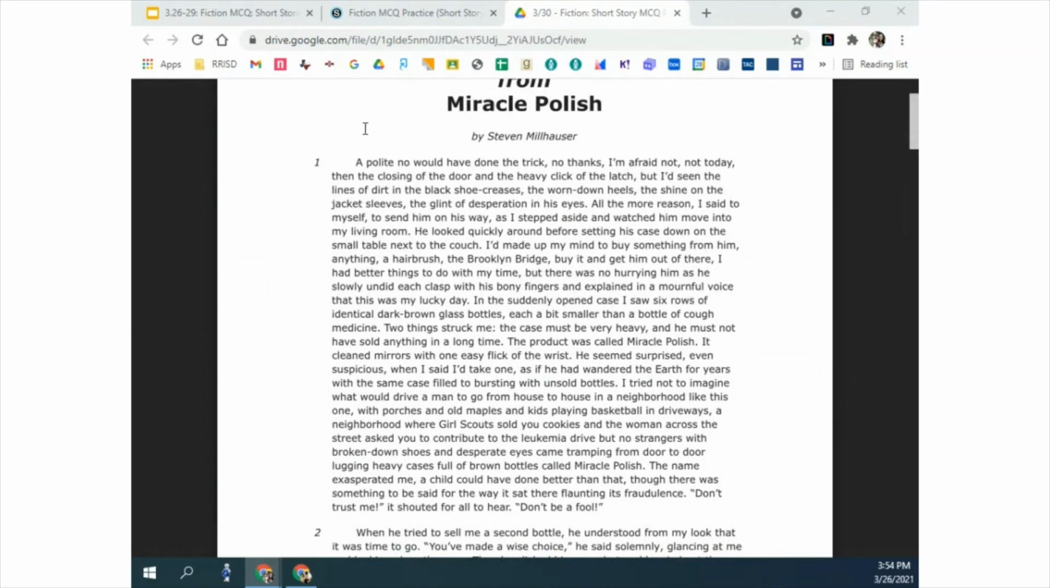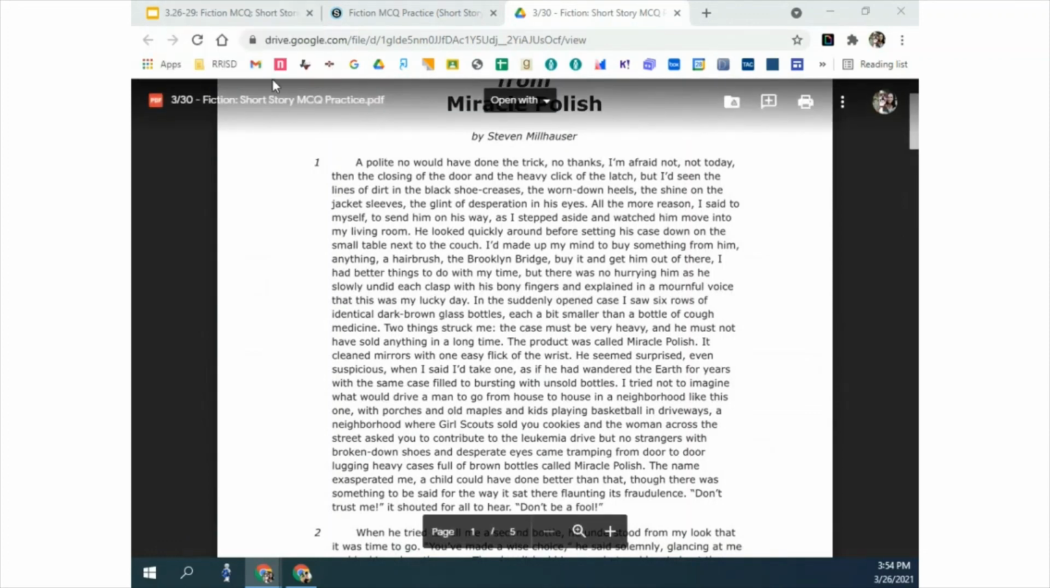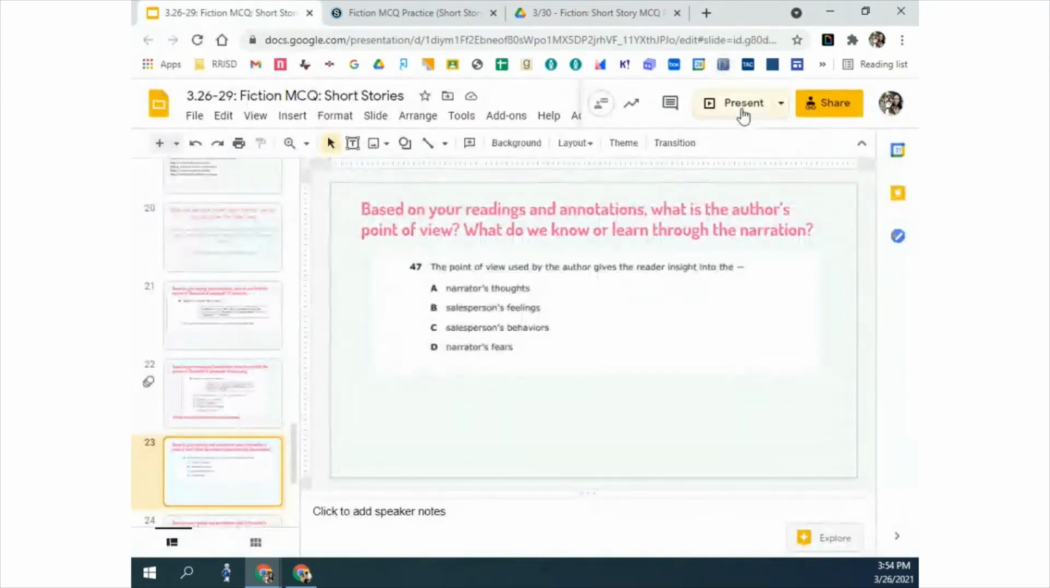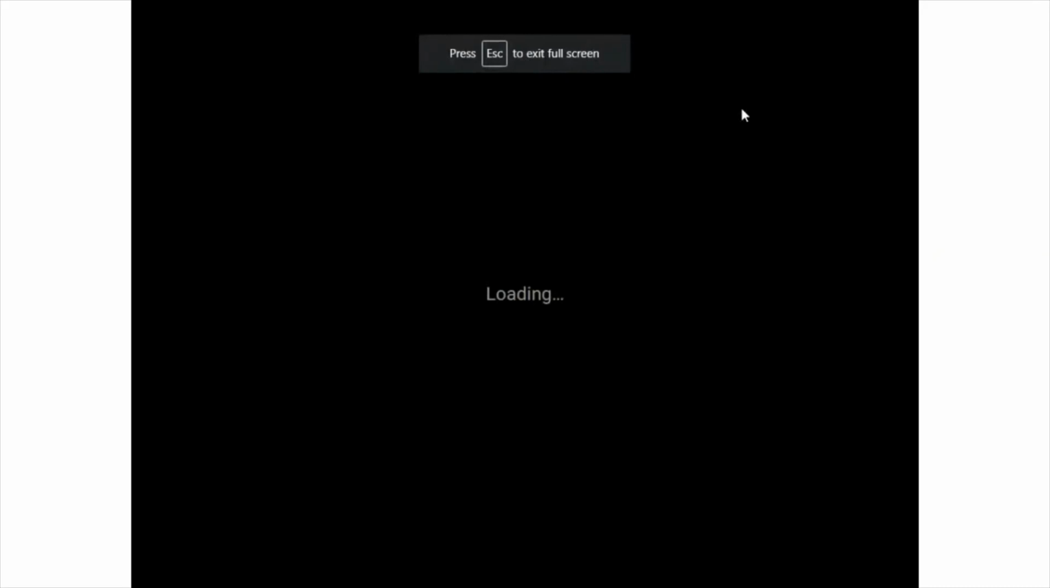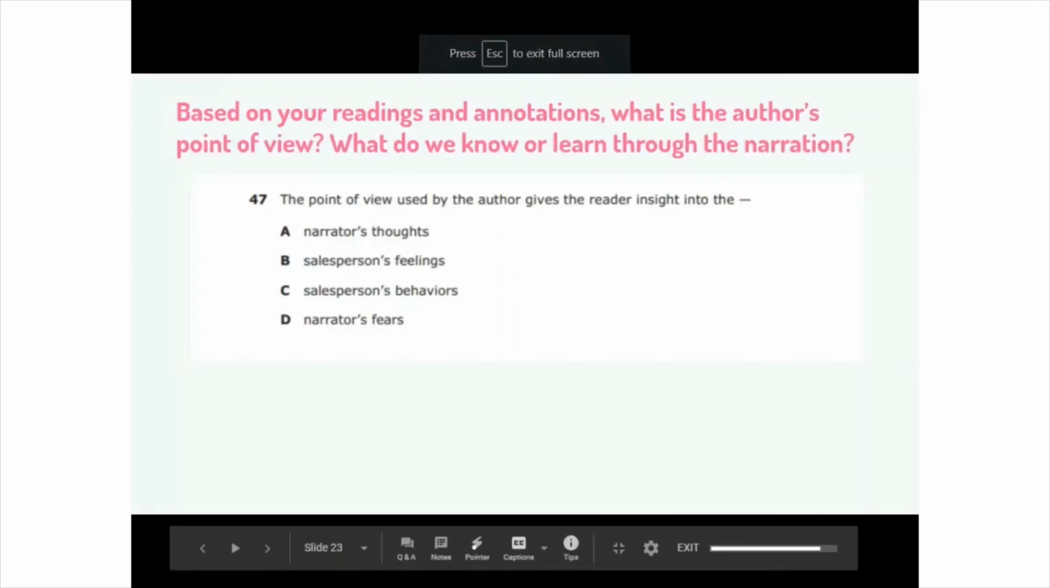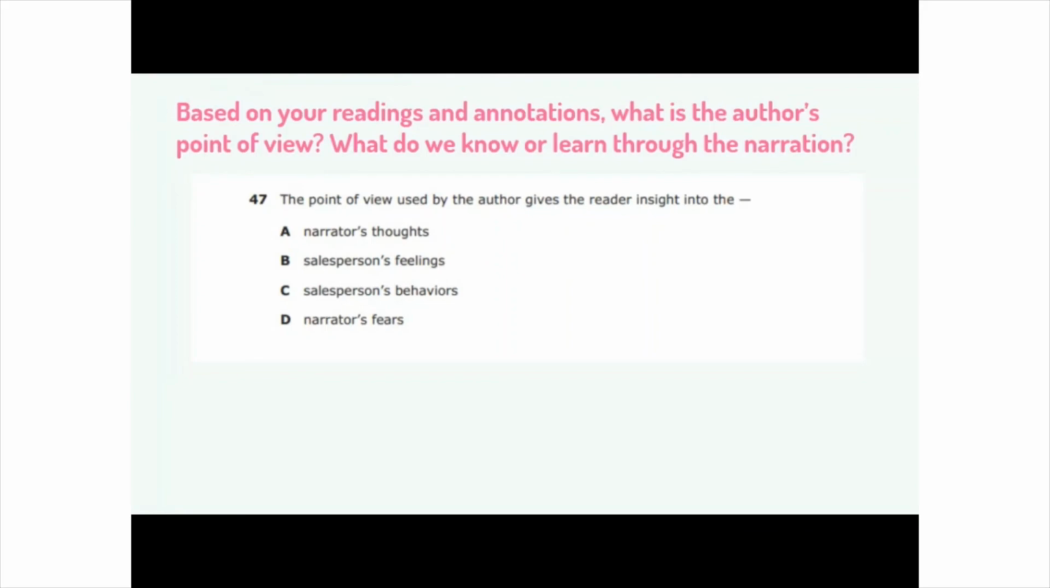Okay, we know the point of view then. It's first person, meaning it's the narrator's point of view. So with that being said, which one can we eliminate from our answer choices if the point of view is from the narrator and we get insight about who? So which ones can we eliminate?